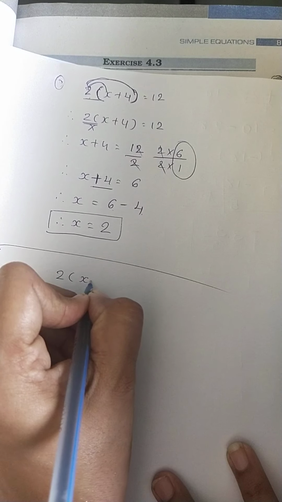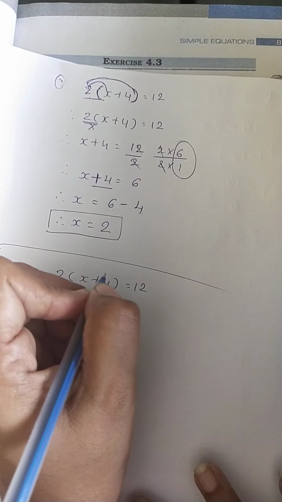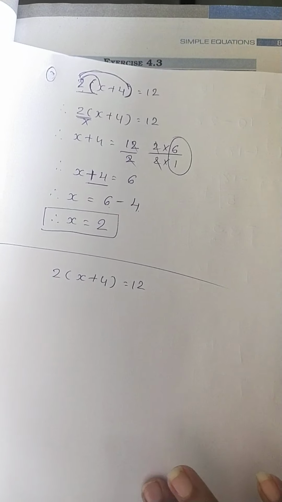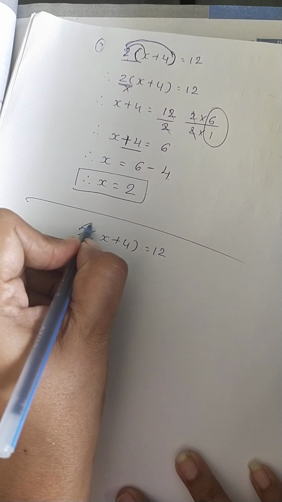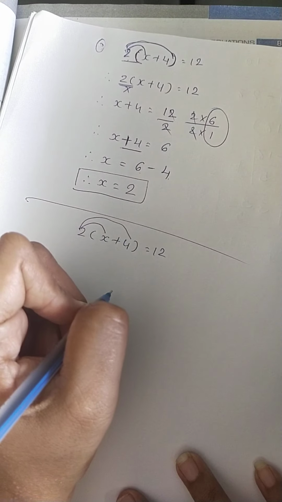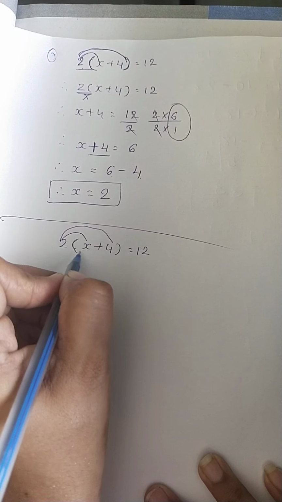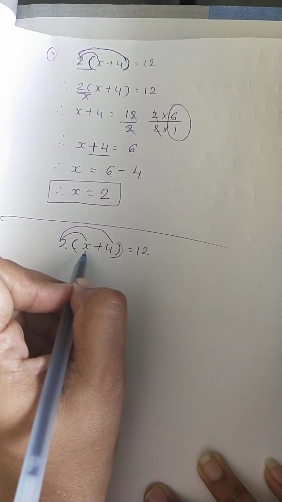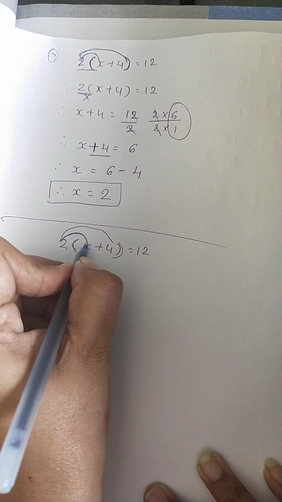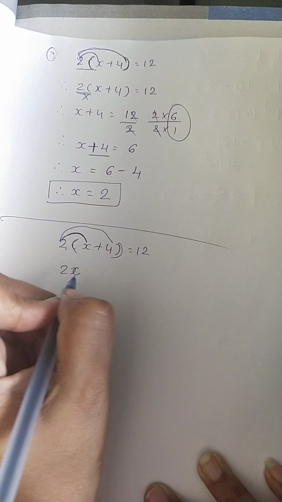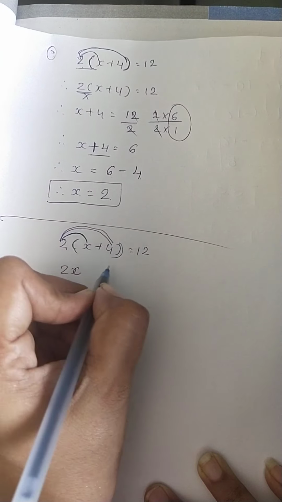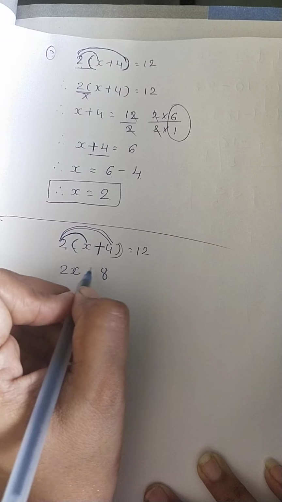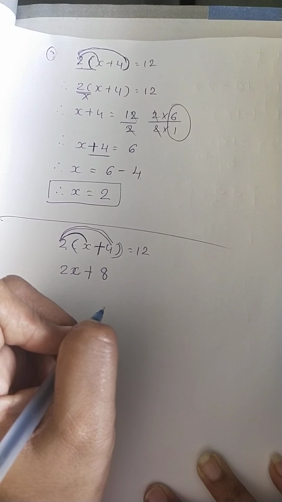2 into bracket x plus 4 is equal to 12. Here 2 is related with the x and also the 4. We know this because of the bracket, and the 2 written outside means it is related with both numbers. So 2 multiplied with x is 2x. Then 2 multiplied with 4 is 8. Which sign do we keep over here? Whatever is given over here, so addition. Understood this thing?